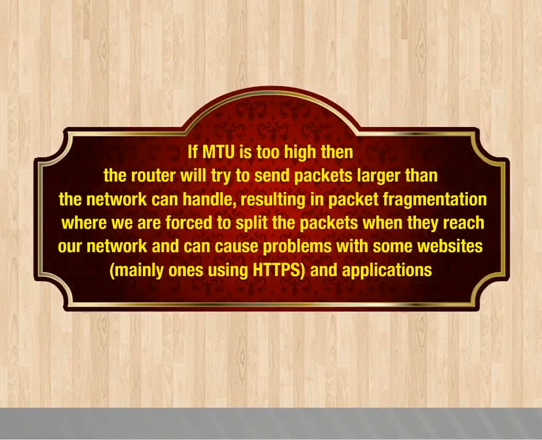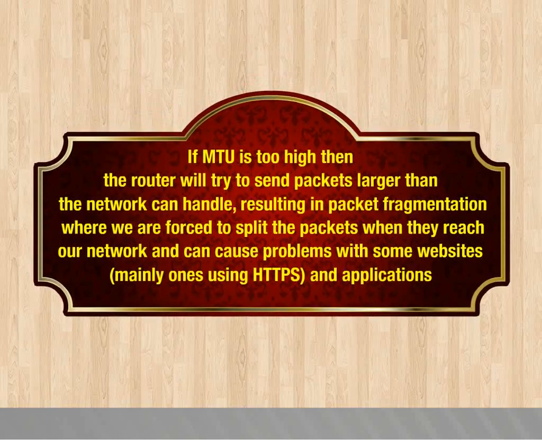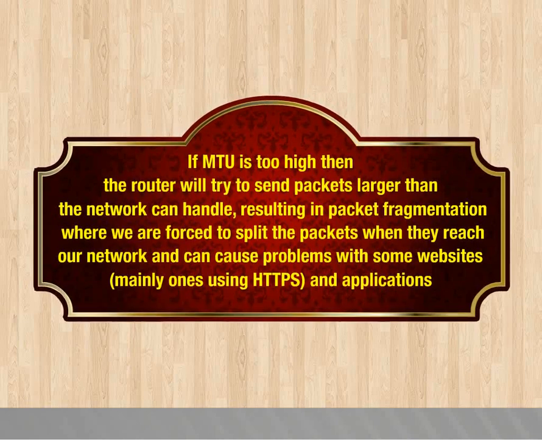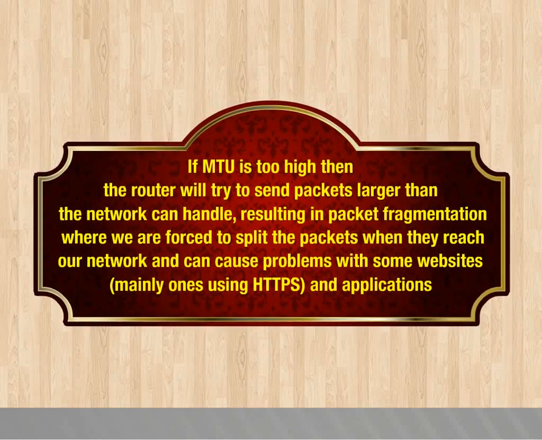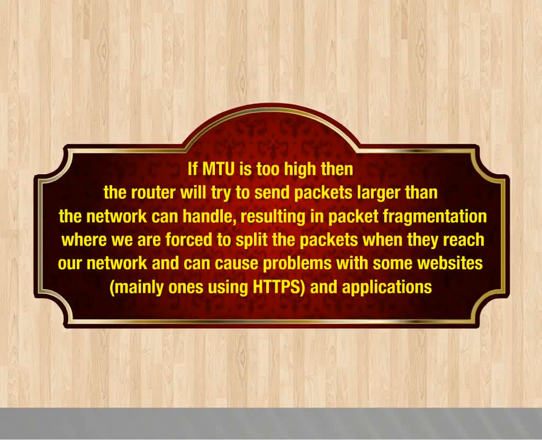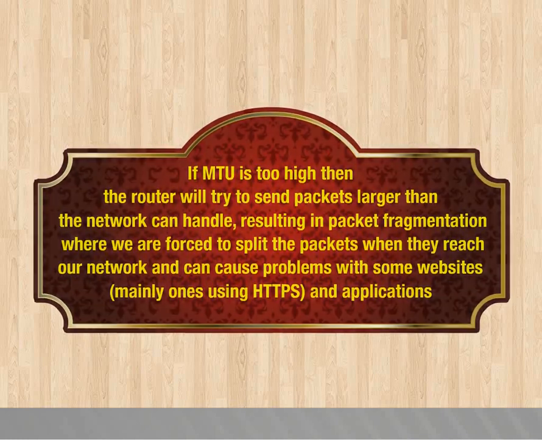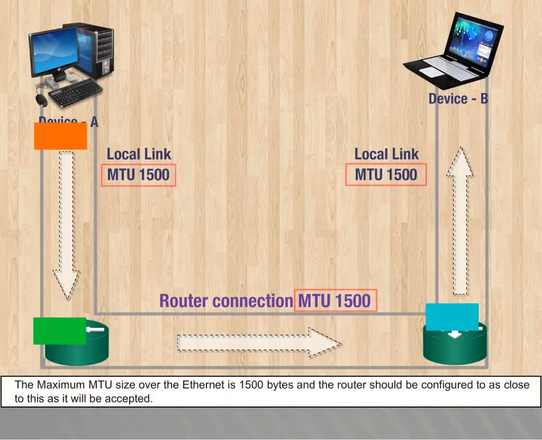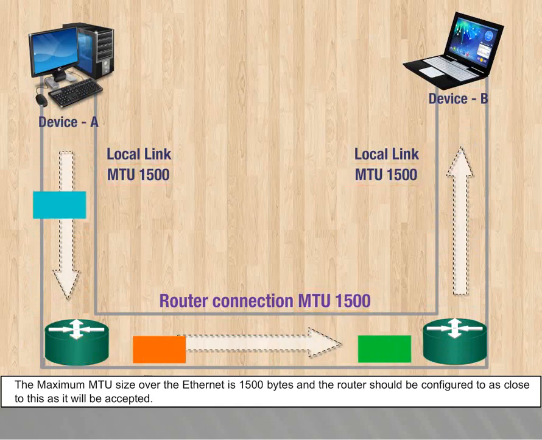If MTU is too high, then the router will try to send packets larger than the network can handle, resulting in packet fragmentation, where we are forced to split the packets when they reach our network, and this can cause problems with some websites, mainly ones using HTTPS, and applications. The maximum MTU size over Ethernet is 1500 bytes, and the router should be configured as close to this as will be accepted.